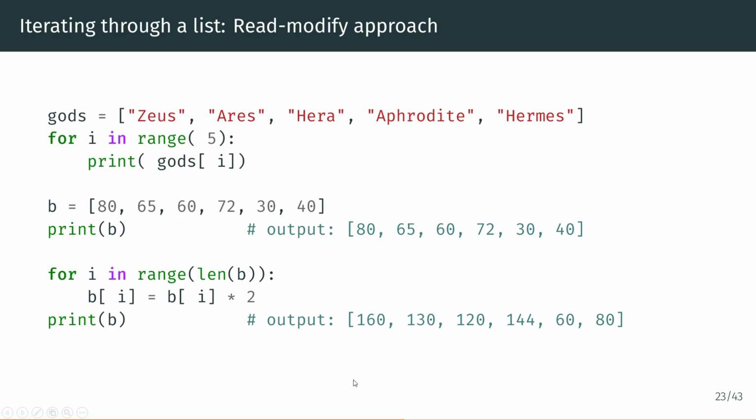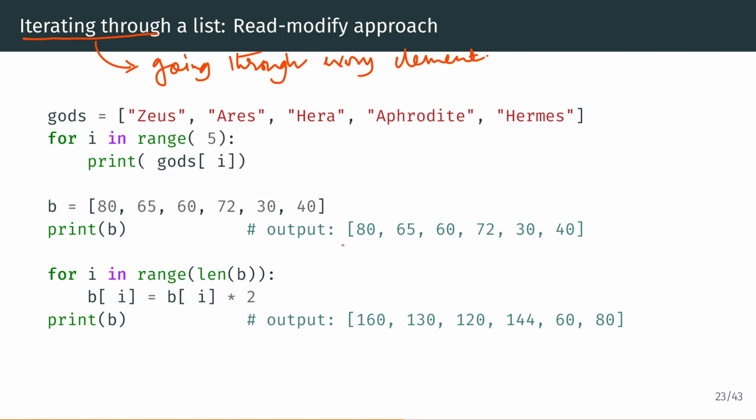Now we'll see how we iterate through a list. And by iterating, what I mean is going through every element in a list, going through each and every element in a list. That's what we mean by iterating.